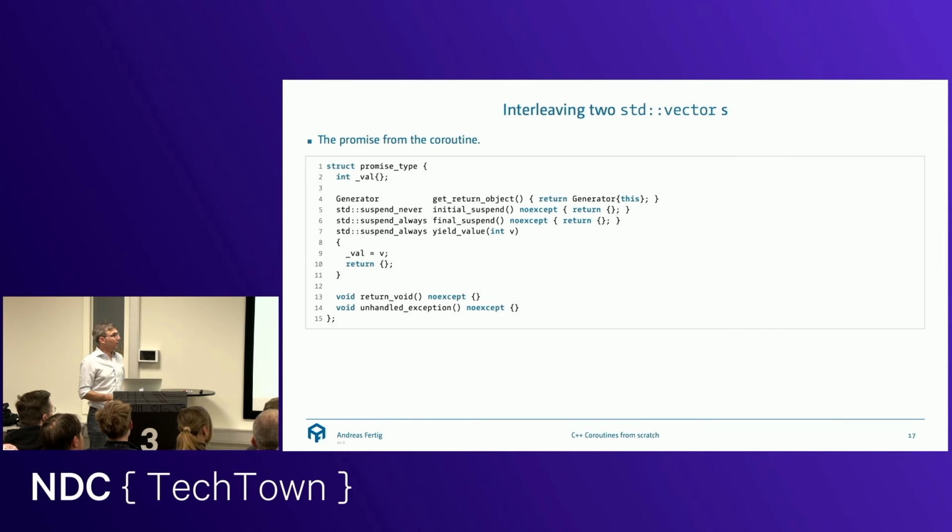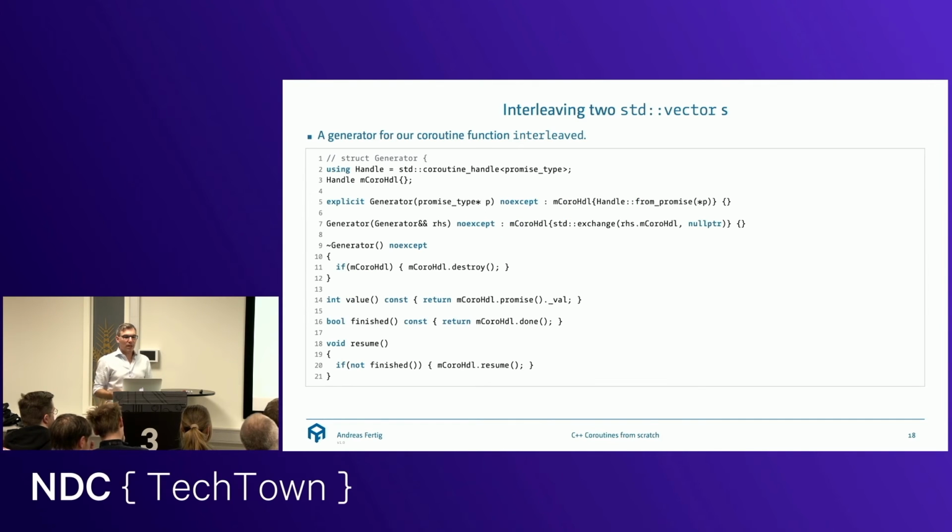Final suspend and yield value return always false, so we want to suspend here, and yield value takes my integer, stores it internally, and returns a default constructed std always. Because my coroutine only co-yields, I have to implement return void here to signal that this coroutine doesn't return anything should I flow through the end of the function. So should I escape the while loop, there has to be something, it's the implicit return void, and therefore I have this customization point. And as previously, unhandled exception is empty.